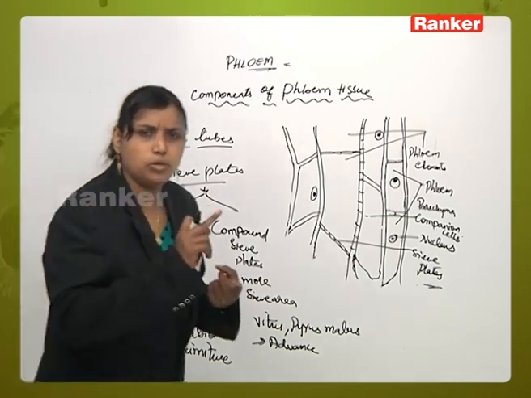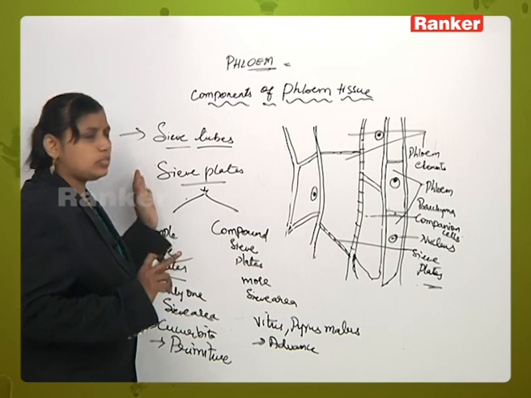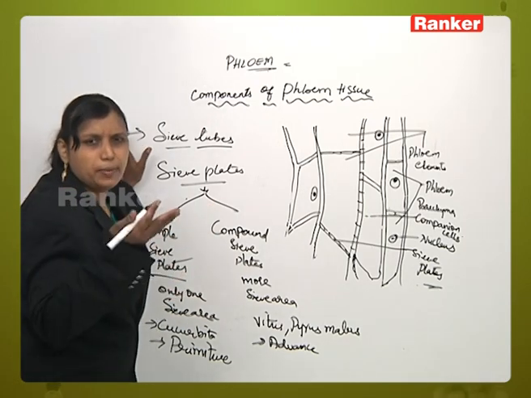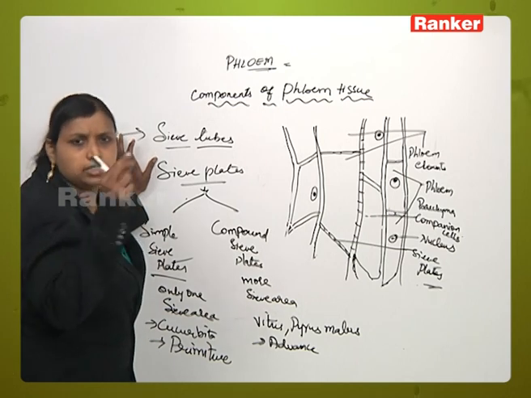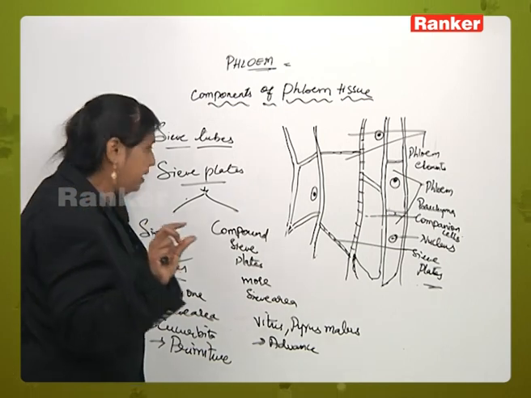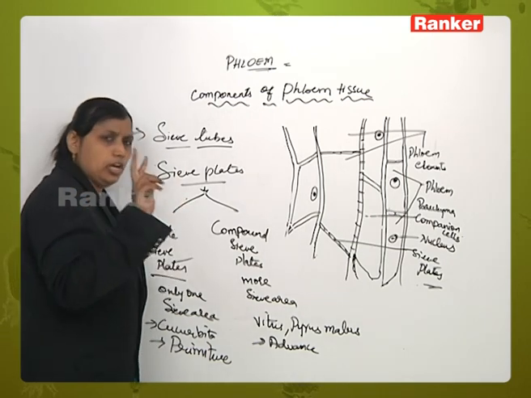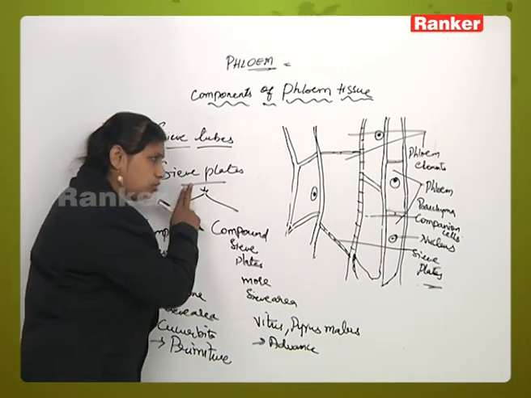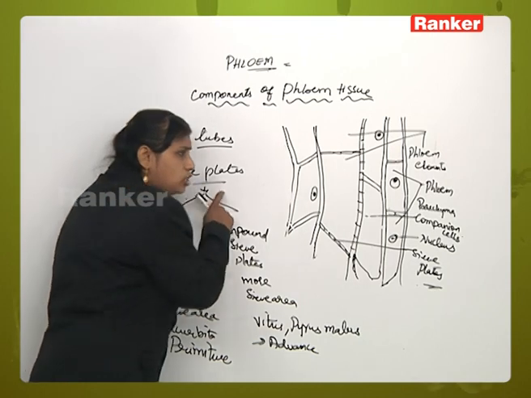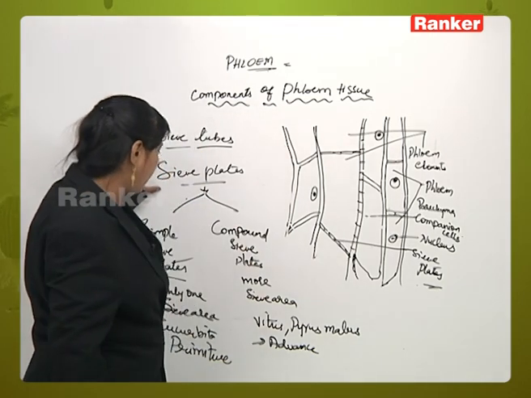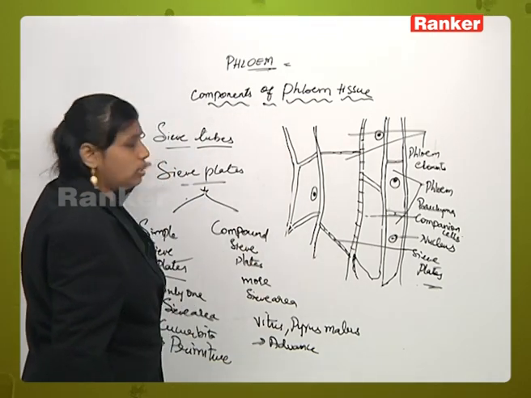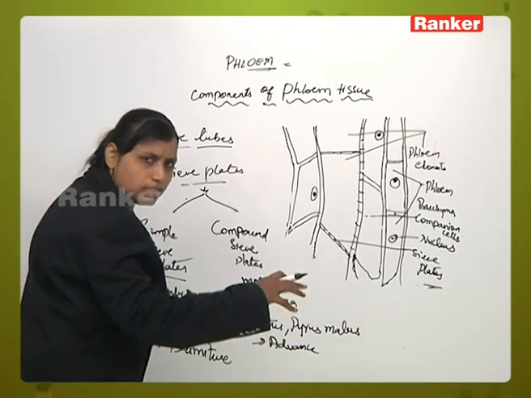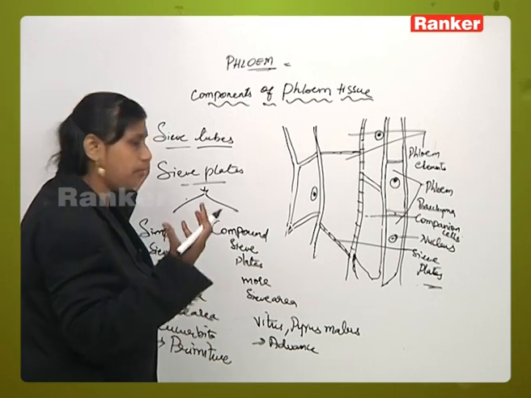They are arranged one above the other, and one sieve tube is connected to the other with the help of plate-like or cytoplasmic bridge-like structures. Those are called sieve plates, and sieve plates are of two types. What is a sieve plate actually? This is confined only to the sieve tubes and present only in the angiosperms, and these sieve plates are compared to the perforation pores of the xylem.